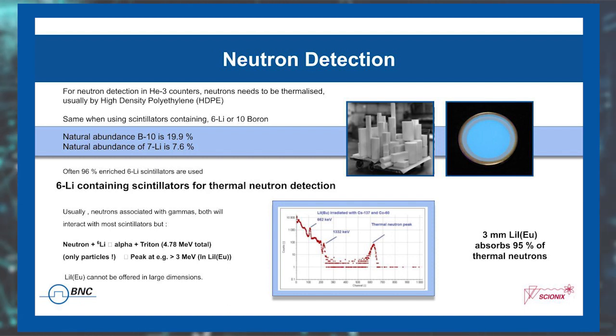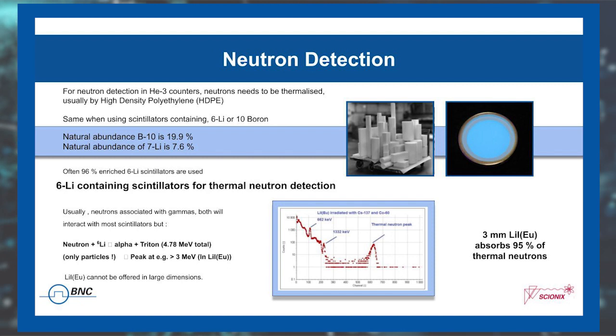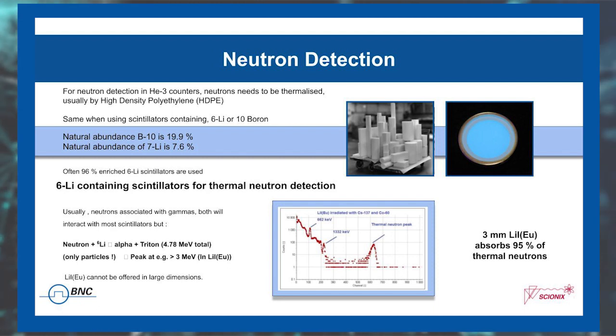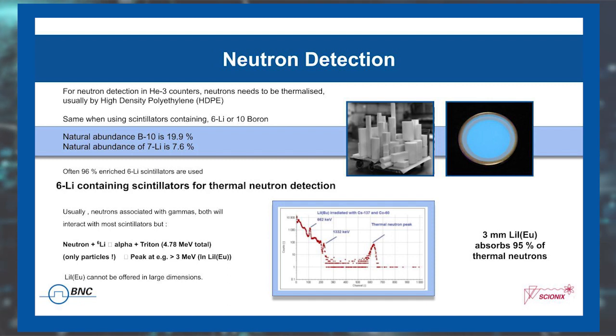Disadvantage is that lithium iodide is not offered in really large sizes, and it's a very hygroscopic material, difficult to grow, but 3 mm of thickness is sufficient for 95% absorption of thermal neutrons. But in, for example, neutron dosimeters in Bonner spheres, we can perfectly use tiny lithium iodide crystals coupled to, for example, silicon photomultipliers to replace helium-3 tubes.